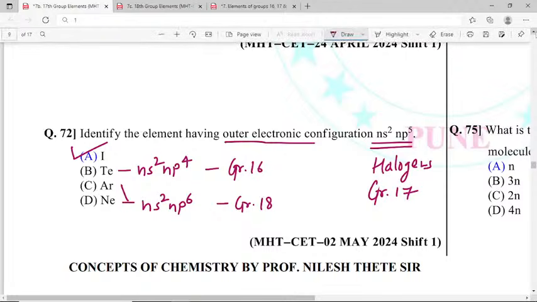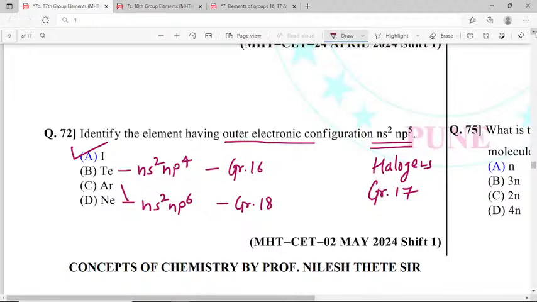Question number 72, get it everyone? Identify the element having outer electronic configuration ns2np5. How to identify ns2np5? 7 valence electrons. If there are 7 valence electrons, this is a halogen. It should be a halogen.